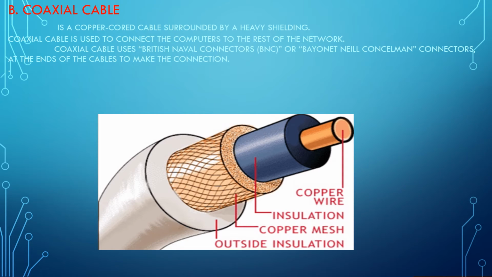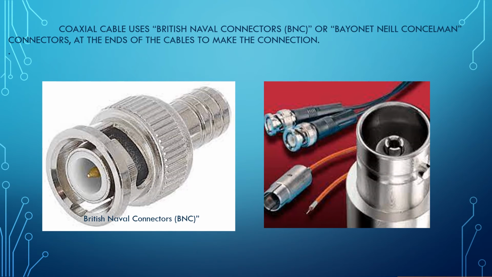The next type of cable is the coaxial cable. It is a copper cord cable surrounded by heavy shielding. Coaxial cable is used to connect the computers to the rest of the network. Coaxial cable uses British Naval Connectors or Bayonet Neill-Concelman connectors at the end of the cables to make the connection. This is the example of a male BNC and the female BNC.